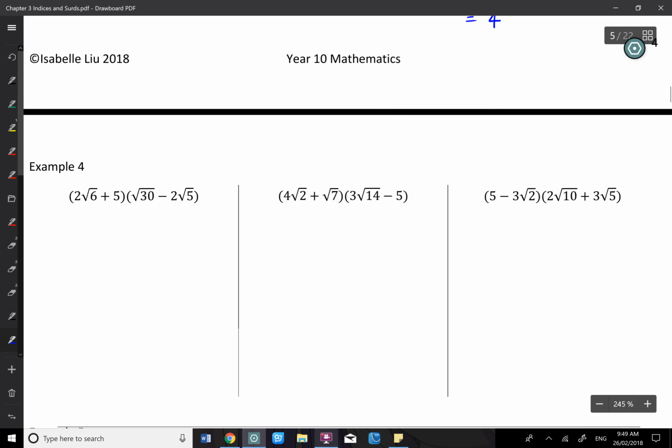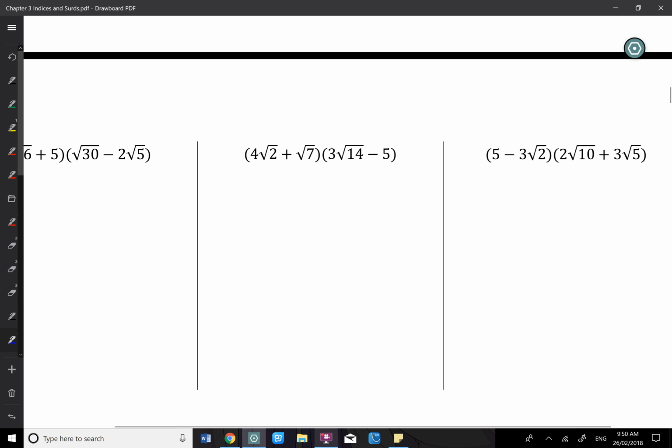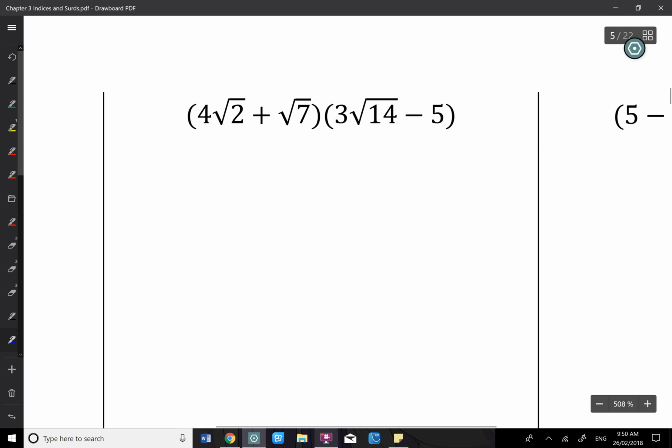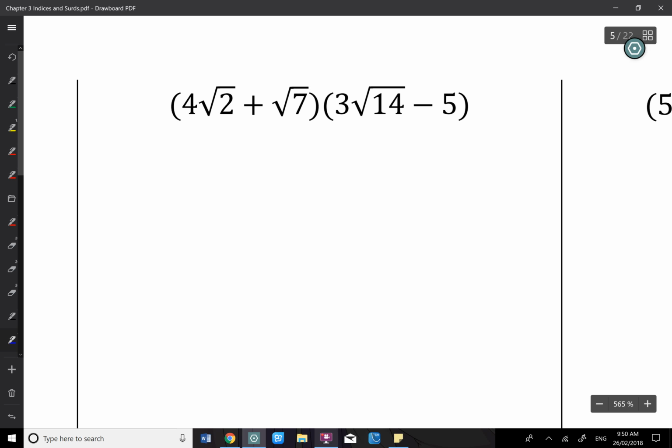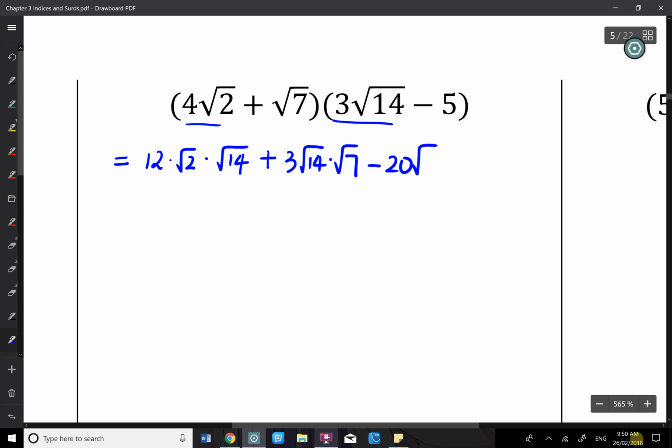Example 4. Okay, one last example from example 4. I will say let's do the middle one. Okay. We have the first two times together that will give you a 12, well, root 2 times root 14, plus 3 root 14 times root 7, minus 20 root 2, minus 5 root 7. That's how I expand it.